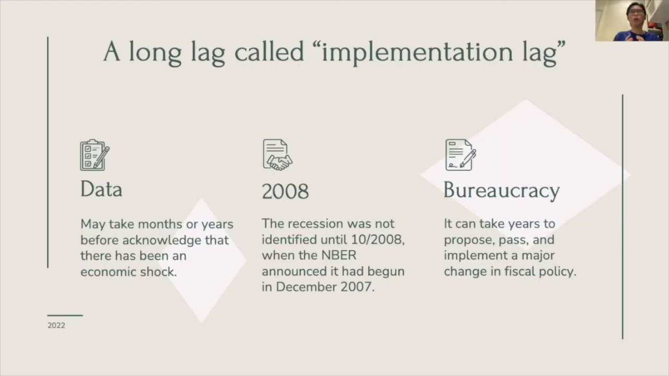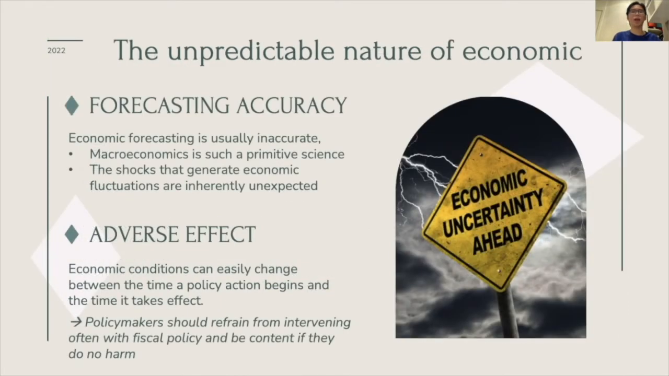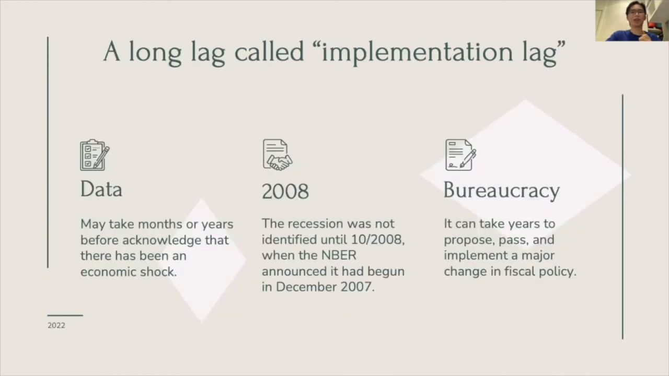Thanks, Hưng. So we all heard that fiscal policy can be used to stabilize the economy in theory, but there are substantial obstacles to the use of such policy. One problem is that fiscal policy does not affect the economy immediately, but instead works with a long lag called implementation lag, which stems largely from the difficulty of collecting economic data in a timely and accurate fashion. It may take years before politicians acknowledge that there has been an economic shock.